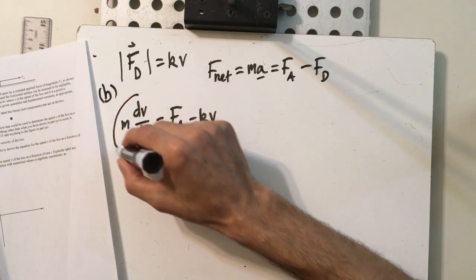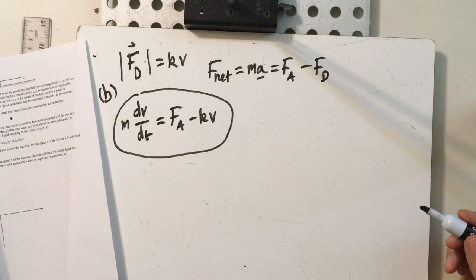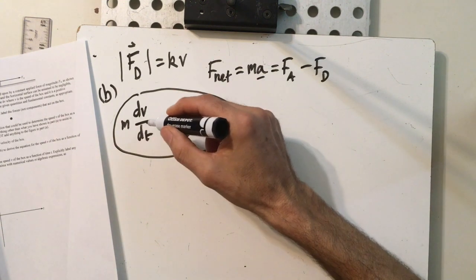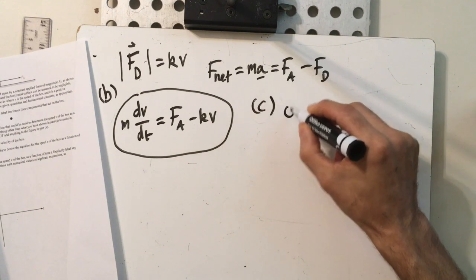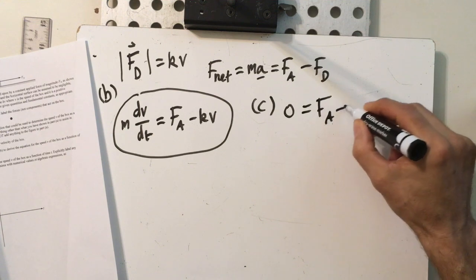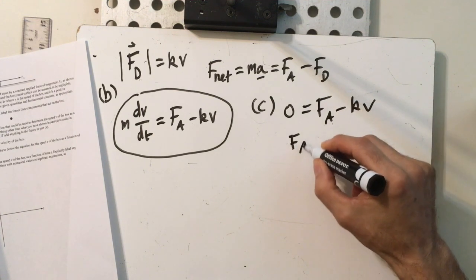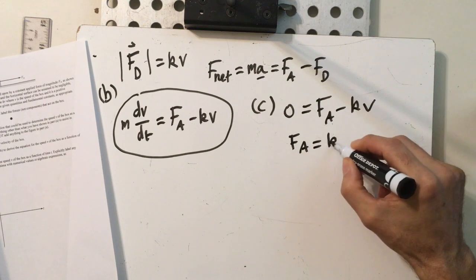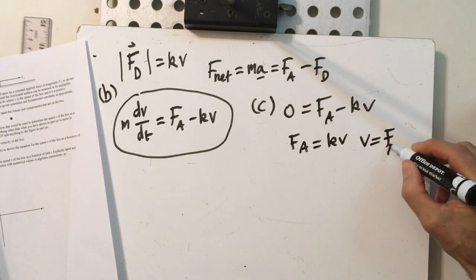Part C says find the terminal velocity of the box. So in that case, when it's at terminal velocity, then the acceleration will be 0, and so everything on the left will be 0, and it'll just be pretty straightforward as well. So v equals F_A over k.